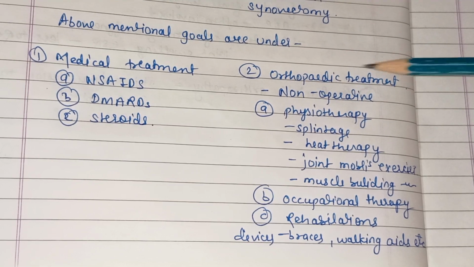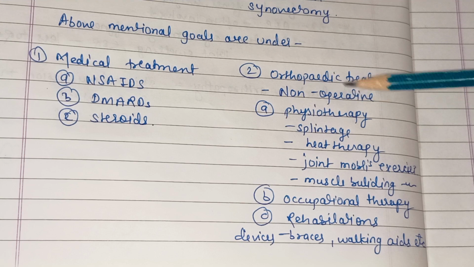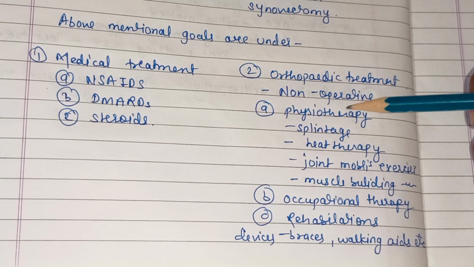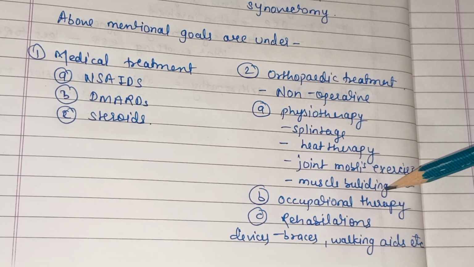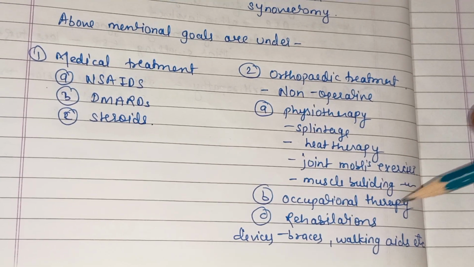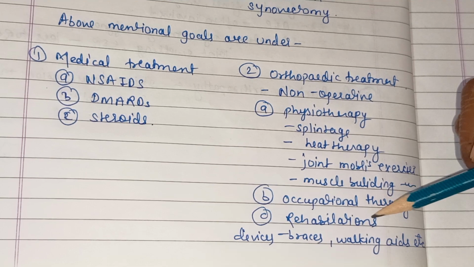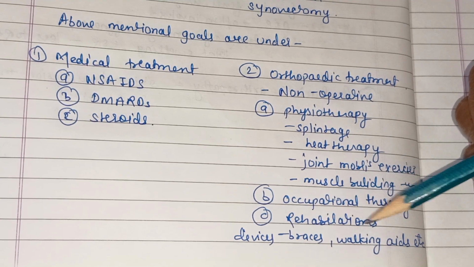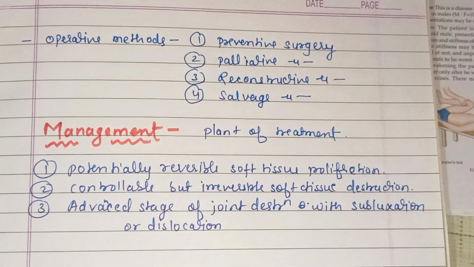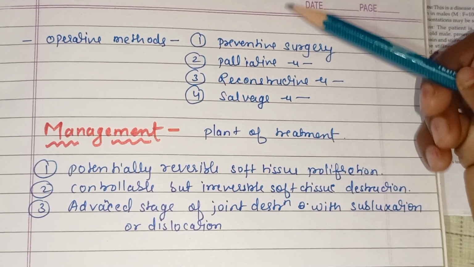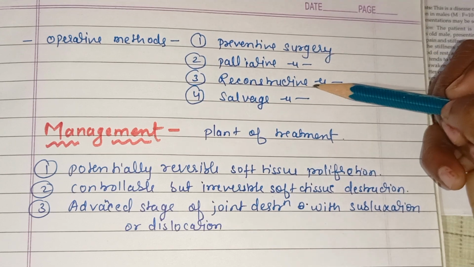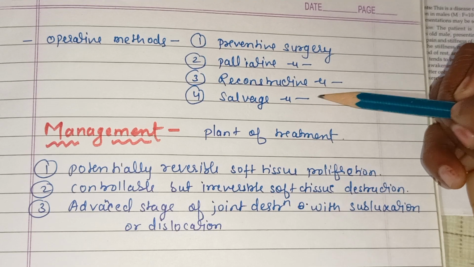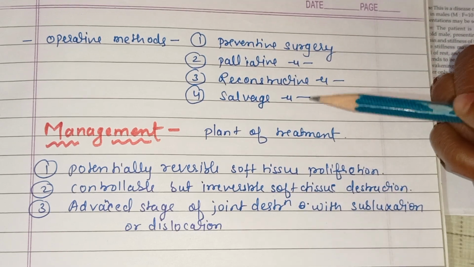Another method is orthopedic treatment. Here two methods are involved: non-operative and operative. In non-operative method, physiotherapy: splintage, heat therapy, joint mobilization exercises, muscle building exercises, occupational therapy, rehabilitation. In rehabilitation, devices are used such as braces, walking aids, etc. In operative method, preventive surgeries, palliative surgeries, reconstructive surgeries, and salvage surgeries are used.